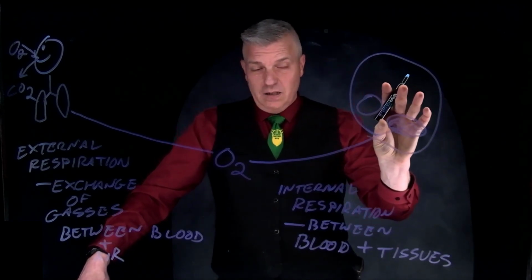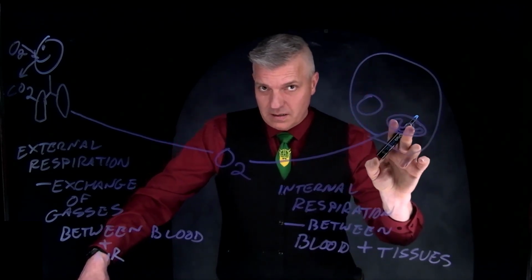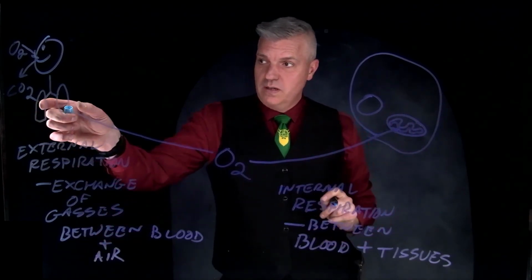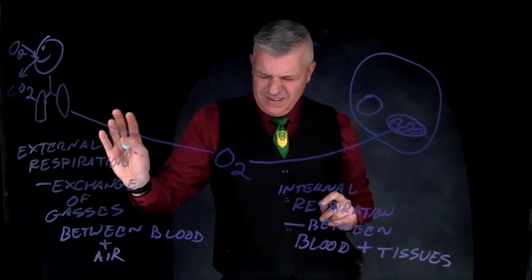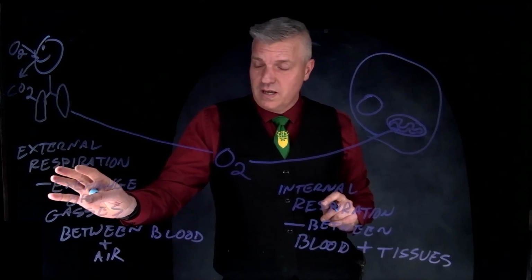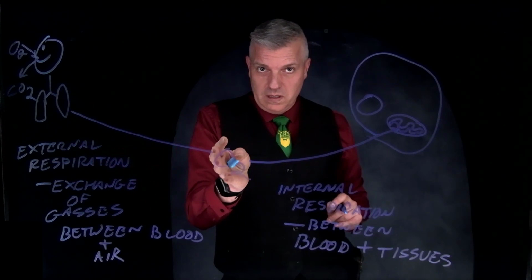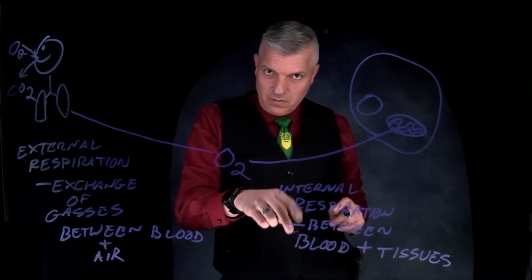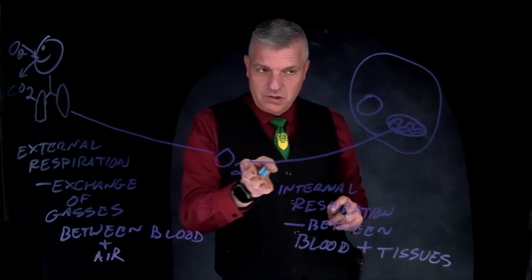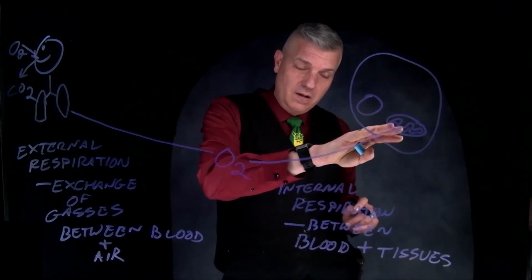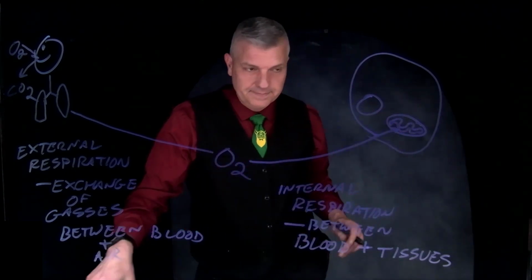That's how the cell and the mitochondria in the cell eventually get to have this oxygen. So the oxygen was breathed in over here. External respiration made sure that the oxygen got into the bloodstream. The blood carried the oxygen to the tissue, and then there was internal respiration. Oxygen left the bloodstream and went into the tissue, and then the oxygen diffuses into the cell, and then it diffuses to the mitochondria. Okay.